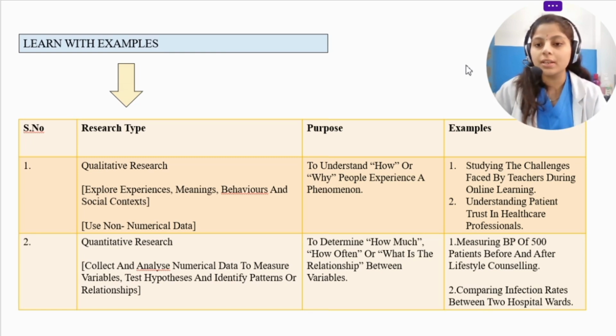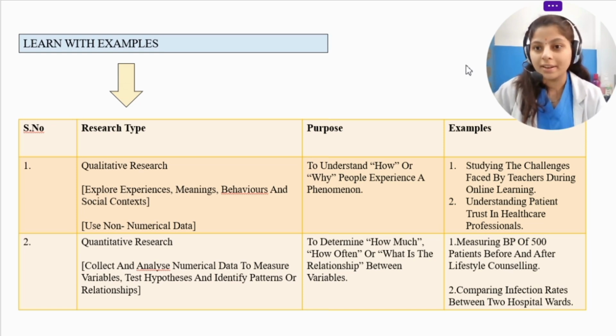For example, studying the challenges faced by teachers during online learning, or it might be the example of understanding patient trust in healthcare professionals. Here we basically use non-numerical data, and explore the experiences, meanings, behavior and social context.